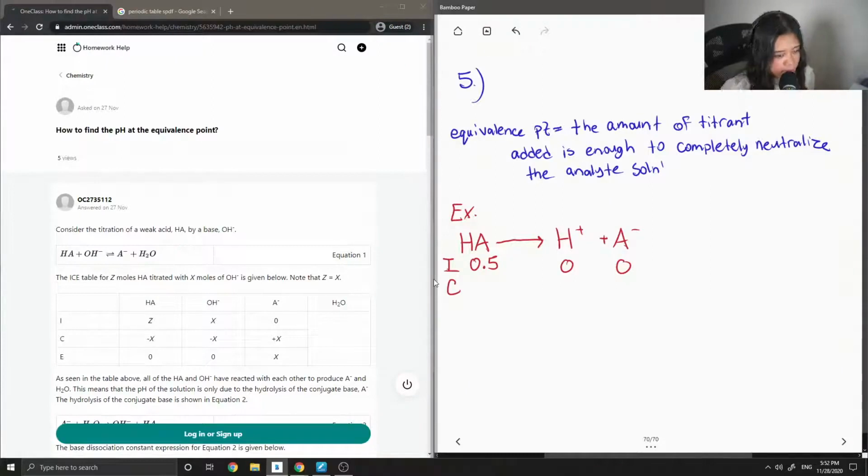The C means change. So during the reaction, there is going to be minus X change for the reactants as it is being turned to the products. So the change for the reactant is minus X, and for the products, it's plus X. Then lastly, at equilibrium, it's going to be 0.5 minus X, and X will be equal to the concentration of both of our products.